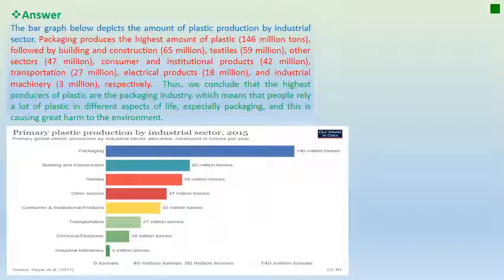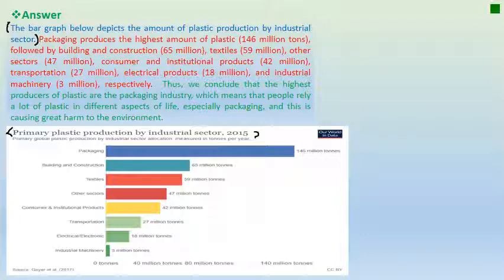Look at the answer, 3 parts, all in one single paragraph. The topic sentence is taken directly from the title here. The bar graph below depicts, if you want to use the word shows, you can, the amount of plastic production by industrial sector. Of course, you may add in 2015, it would be better. This is my topic sentence, 1/3 of the point earned.